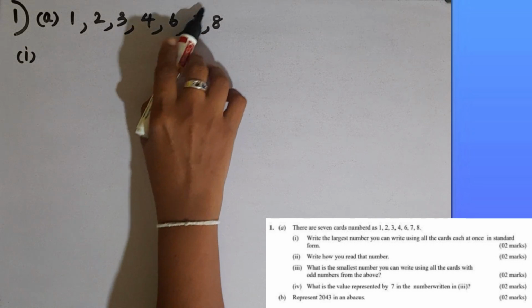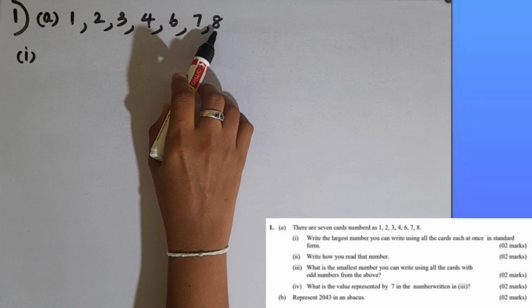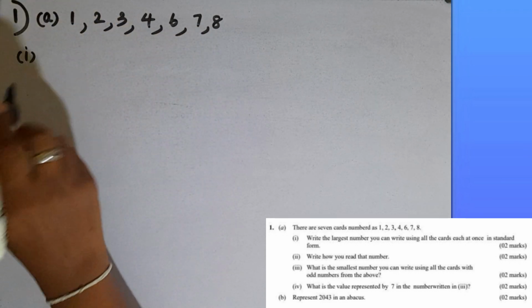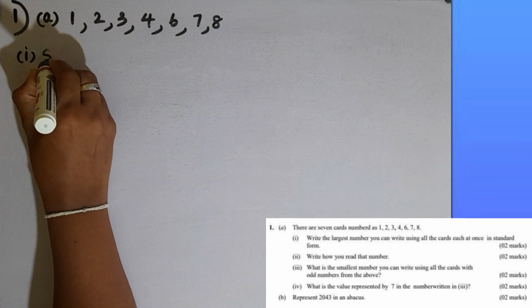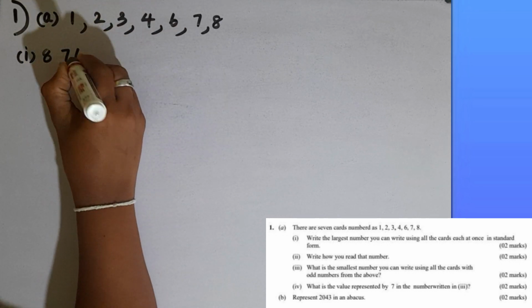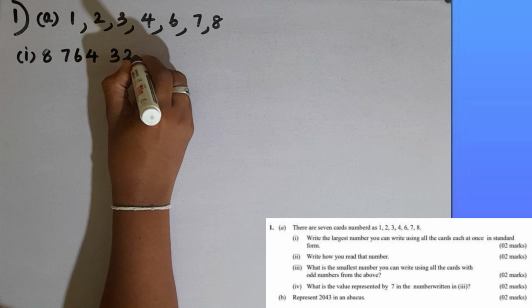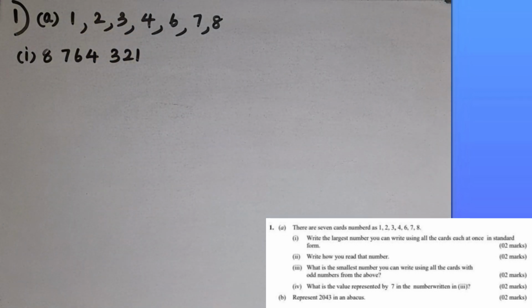Then we have to use the largest digit here as the first digit, that is 8. Then the largest one is 7, then 6, then 4, then 3, 2, 1. Then this is the largest number that you can write. Then second part, write how you read that number.